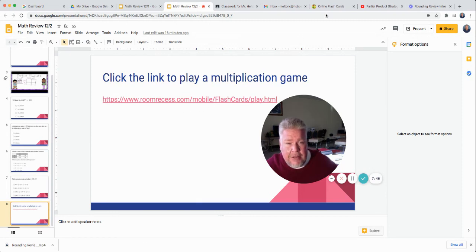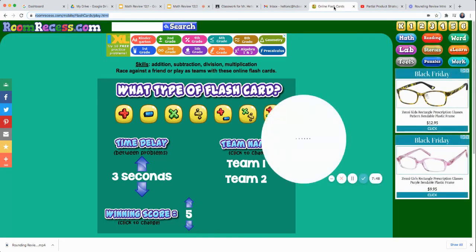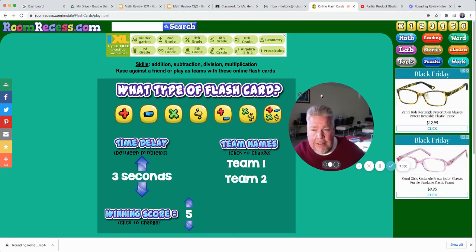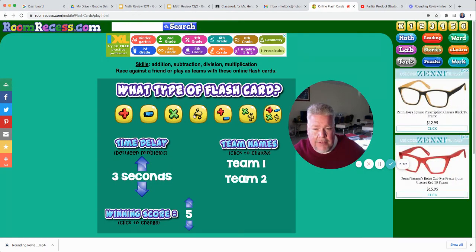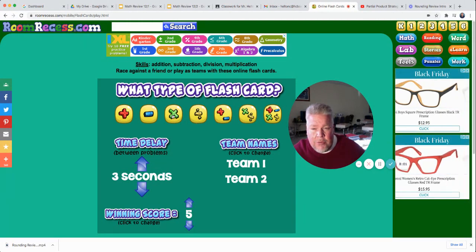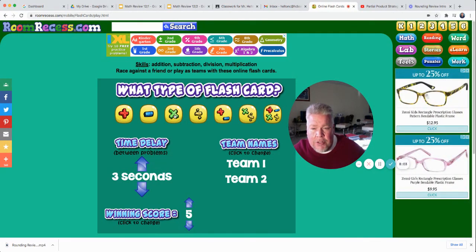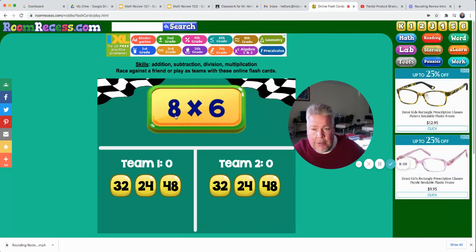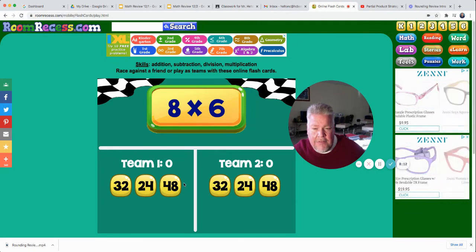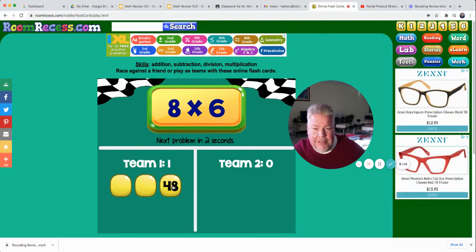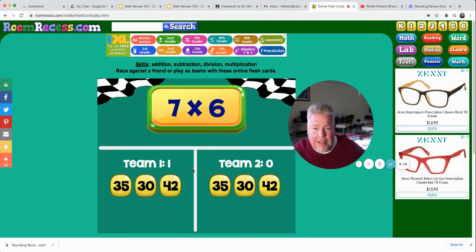It's going to take you to this website. Okay. And it's Room Recess, and it's a flashcard racing game. All right. So you've got all these different types of flashcards, but I want you to, when you get to here on this flashcard game, click the multiplication symbol. Okay. And then you're going to be multiplying. If you have a brother, sister, somebody you want to race, see who clicks the first answer. Okay. And then it'll go to the next problem.